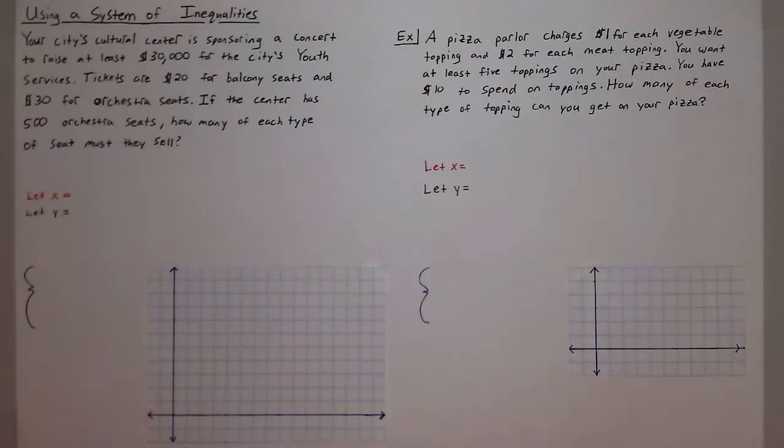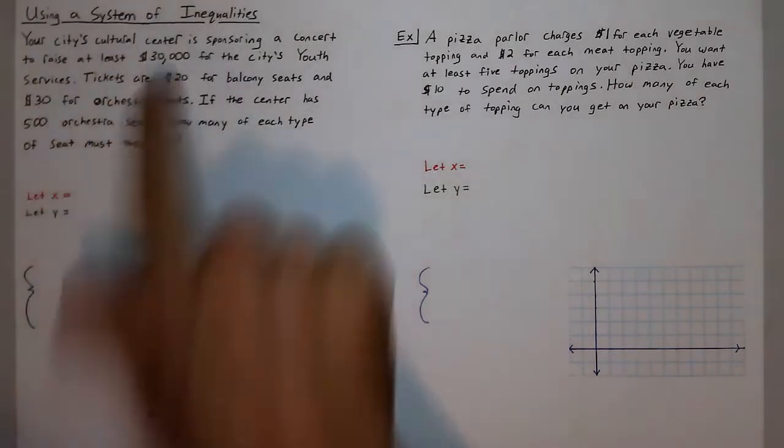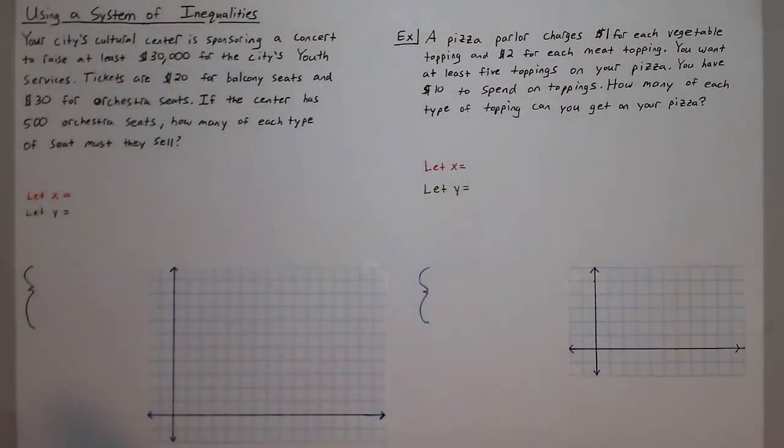In this video, we are going to learn how to use a system of inequalities to solve a real-world scenario. So first example is your city's cultural center is sponsoring a concert to raise at least $30,000 for the city's youth services. Tickets are $20 for balcony seats and $30 for orchestra seats. If the center has 500 orchestra seats, how many of each type of seats must they sell?